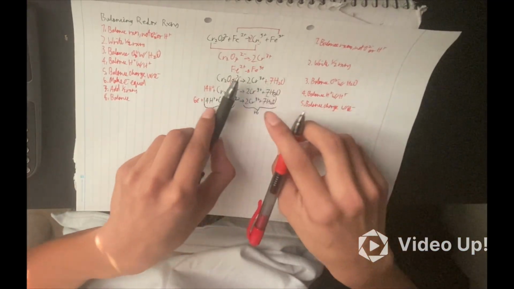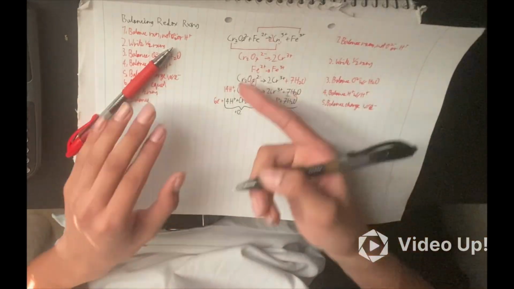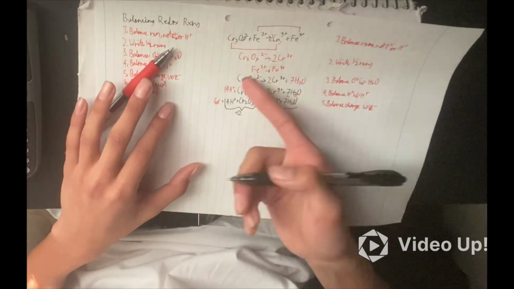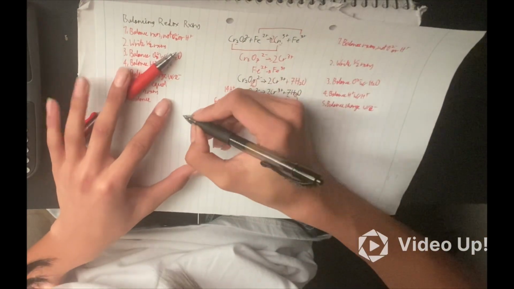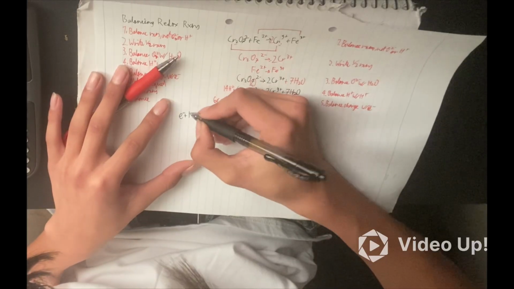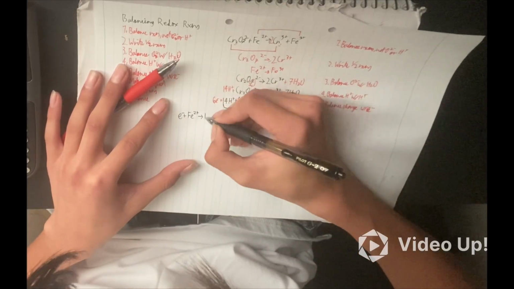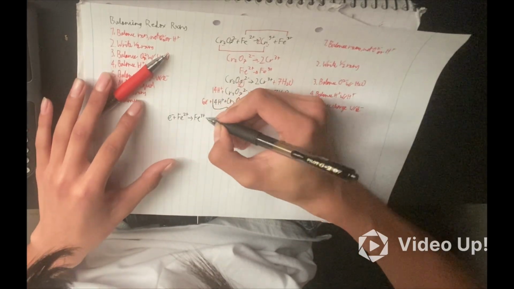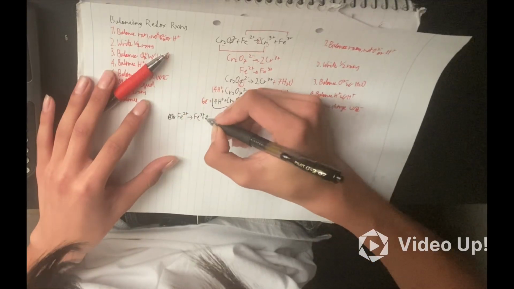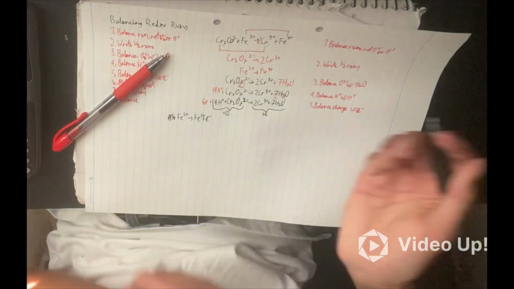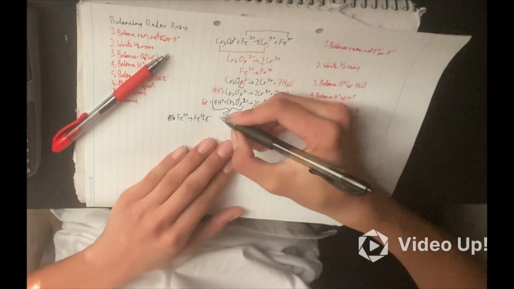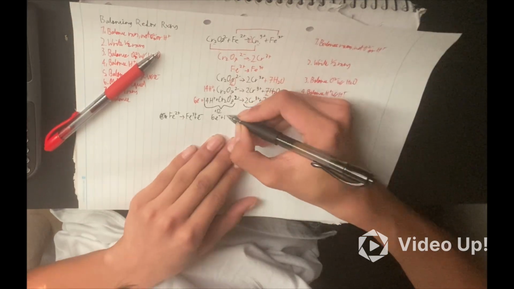Now let's go do this for the second reaction. This one is really easy. There's no oxygen, there's no hydrogen, it's just a difference in charges. So this one is going to be Fe2 plus becomes Fe3 plus plus an electron. Sorry, that's on the wrong side. Simple as that. And then now you're going to make your electrons equal.